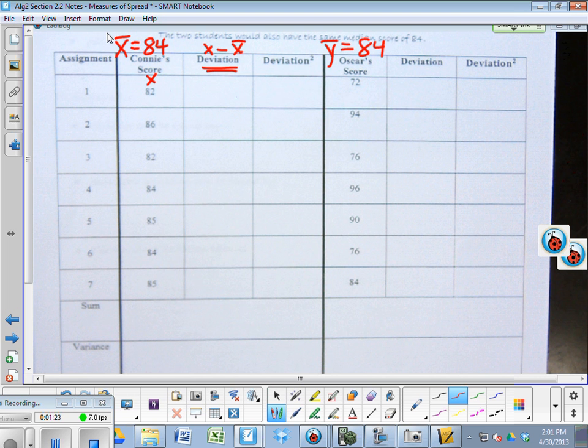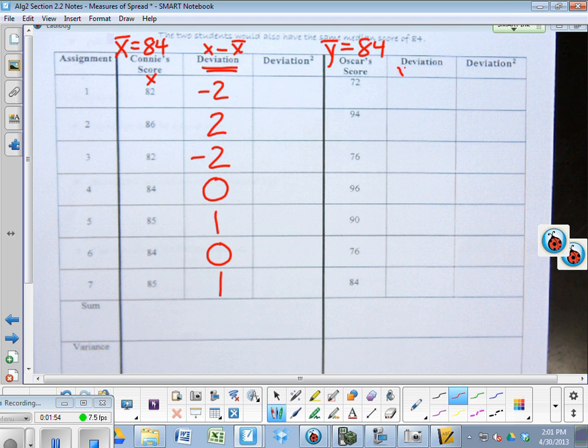What's 82 minus 84? 86 minus 84. Continue with the column. So she deviated 2 points below her average, 2 points above her average, 2 points below, right on her average, 1 over, 0, and 1 over again. Would you say she appears to be kind of consistent? I think so, especially when you compare to Oscar.